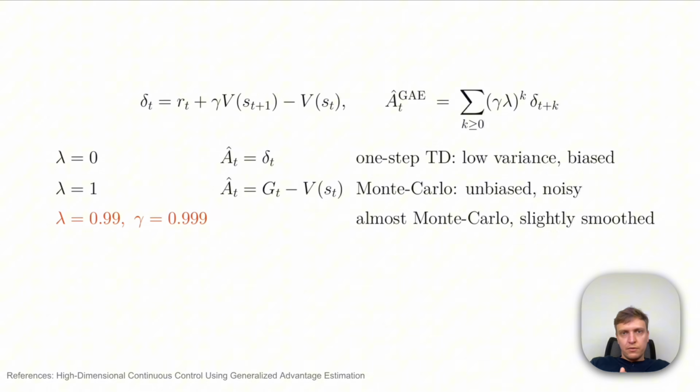In my case, I use lambda equals 0.99, that is very close to 1, and gamma 0.999, that is even closer to 1. This is why I really like to remove gamma from most of the formulas, because it's very close to 1 and it just adds a little bit of confusion, but not so much transparency and understanding.